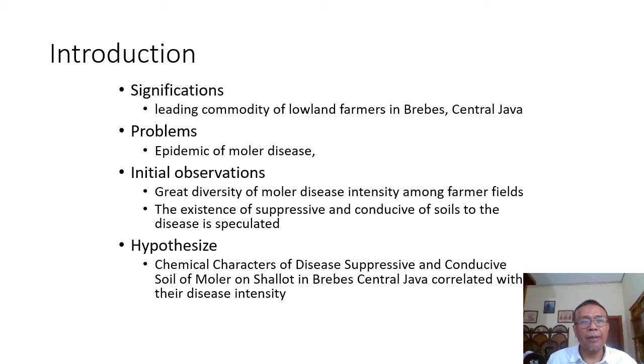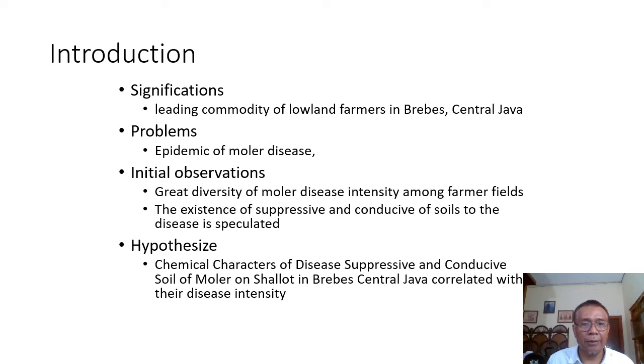Shallots are the leading commodity of lowland farmers in Brebes, Central Java. About 30% of shallot production in Indonesia comes from Brebes. In recent years, moler disease caused by Fusarium oxysporum has become an epidemic in the region. I believe that cultivation practice factors play an important role in this epidemic.